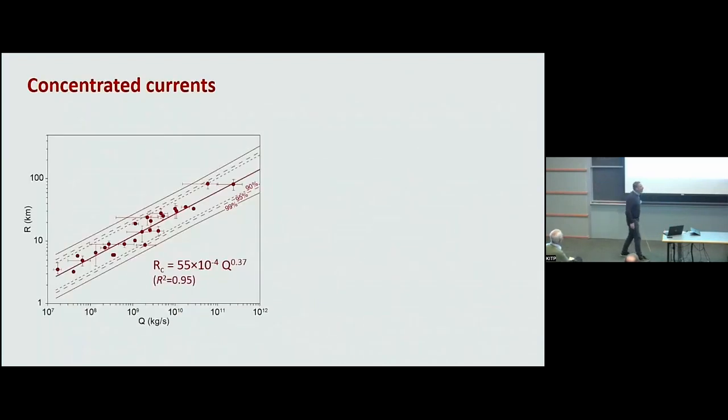Okay, now let's talk about the data of the concentrated currents. These are the data I've shown before. And here I show in addition the 90, 95, and 99% prediction intervals calculated from these data.